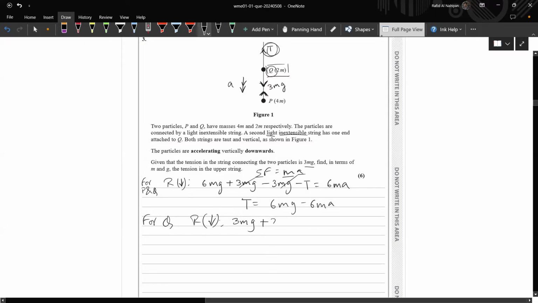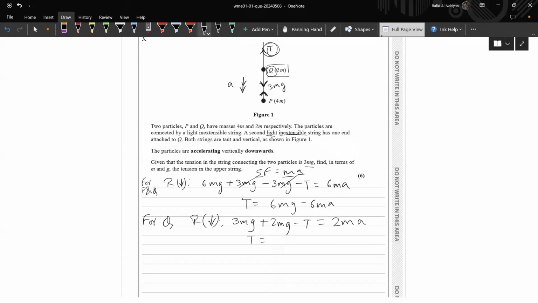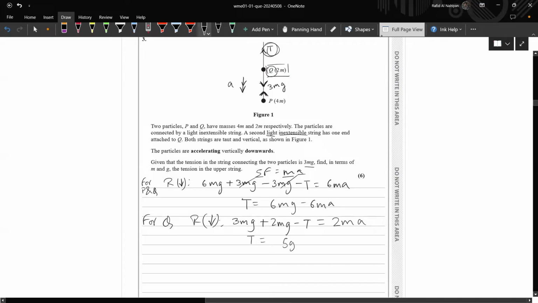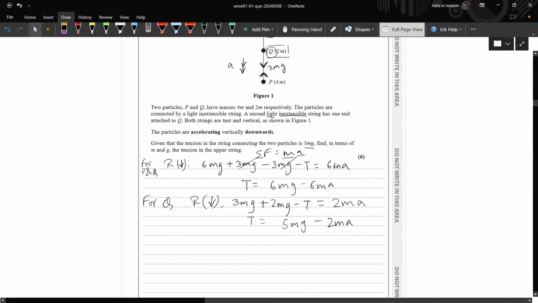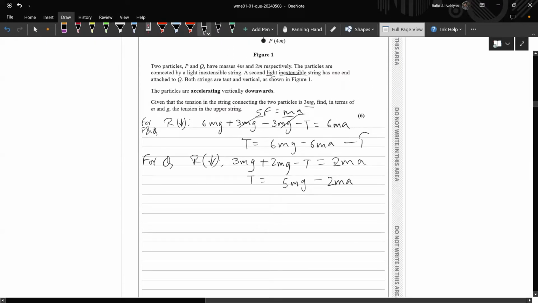So the weight is 2mg, minus the opposing force here, which is the tension. So that's minus T, and it equals the mass times acceleration, 2ma. If we make T the subject again, T is going to be 3mg, so it's 5mg minus 2ma. Now, I've got a system of equations here. This is equation 1, equation 2.